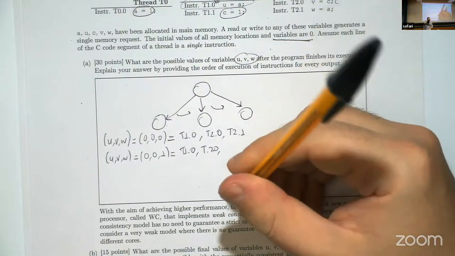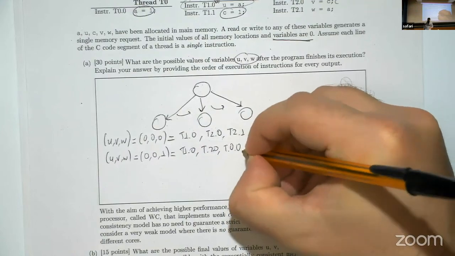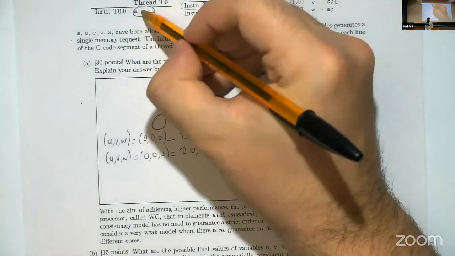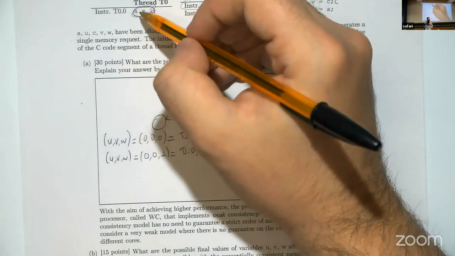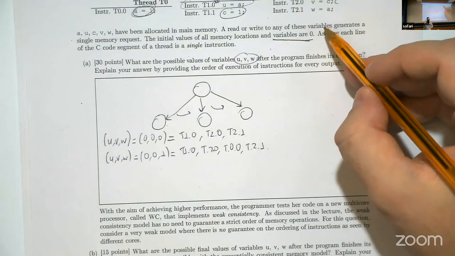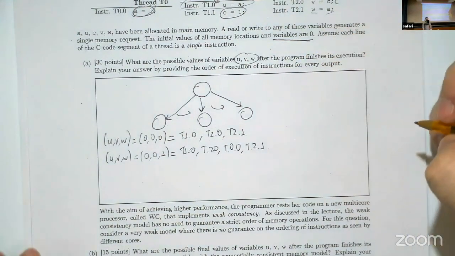T0,0. Correct. And T2,1. Correct. Do you understand why? Because we need to execute first A equals 1 and then execute T2,1, which sets W to A. A has been committed, it has been written. And then you go and set W to 1.